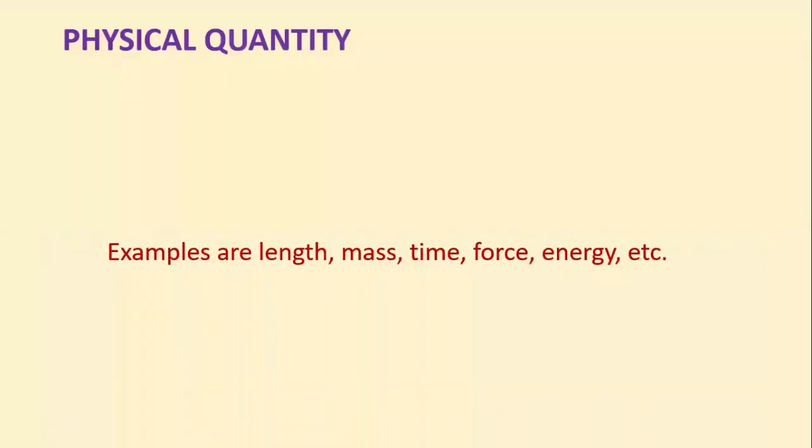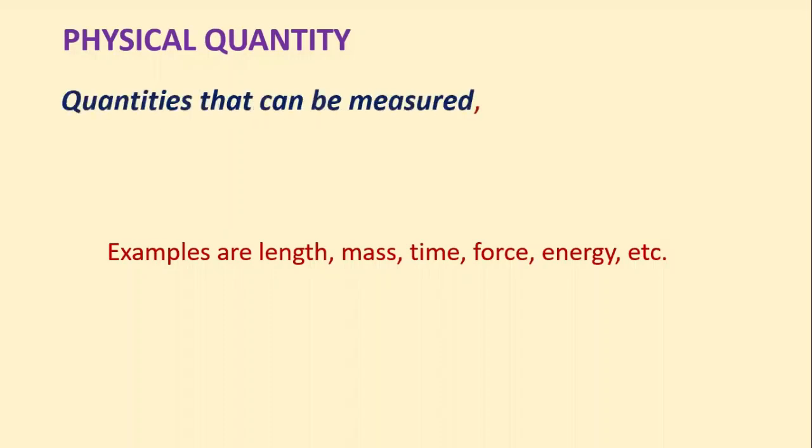Physical quantity. Here there are certain examples: length, mass, time, force, energy. Look, each term can be measured. So the very important common property of all these terms is that they can be measured. So the first point is physical quantity can be measured. Whatever you measure, it is a physical quantity. This is the foremost important point of a physical quantity.